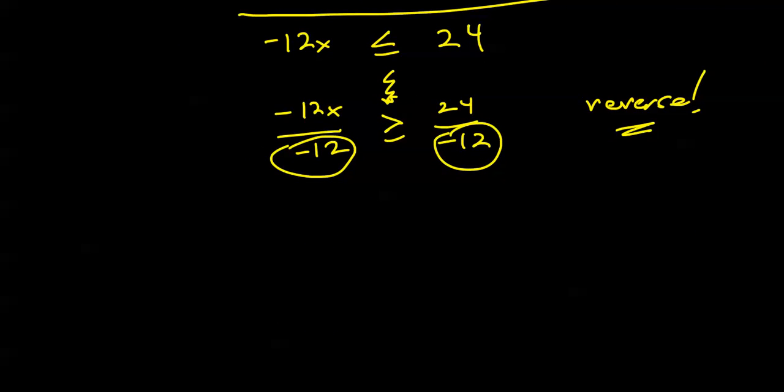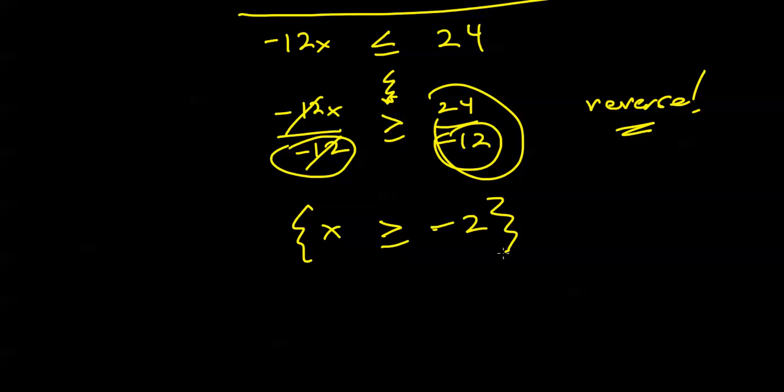Alright, so now I'll simplify. Of course, the minus 12s cancel out on the left. I get x is greater than or equal to 24 over minus 12, which is minus 2. And there is my solution set. My simple inequality statement is my solution set. This tells me x is greater than or equal to minus 2. And on the number line, greater than means to the right of.